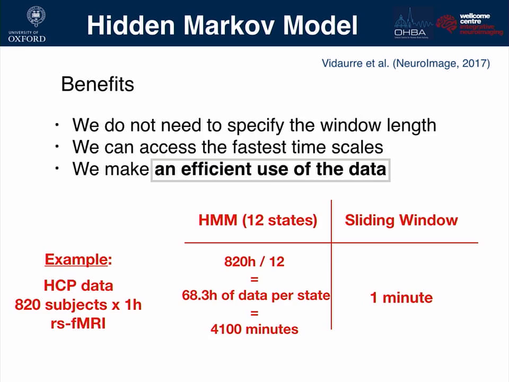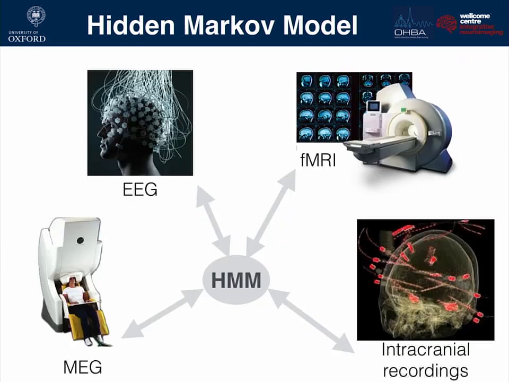So we used a lot the data from the HCP. In particular, the release that we normally use has 820 subjects, 1 hour of data each. So that means that if we estimate 12 states, for each state, we have almost 70 hours of data to estimate the parameters of that state, as opposed to a typical choice of a sliding window, which is 1 minute. So I hope that comparison speaks for itself.